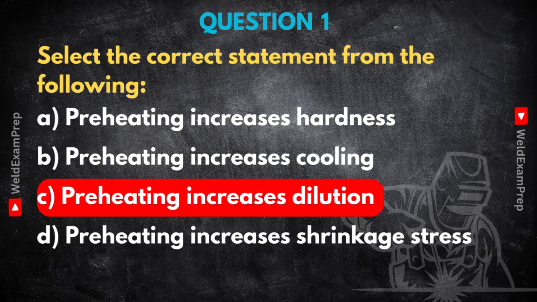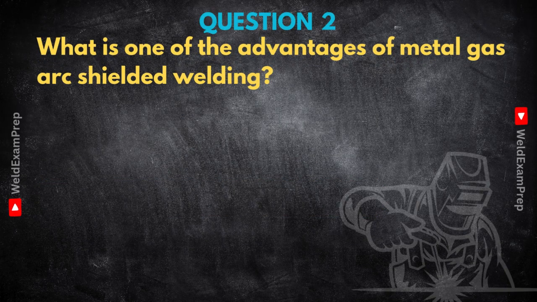Okay, good start. Now that we've dug into managing those thermal aspects with preheating, let's pivot slightly. Let's look at the inherent characteristics, maybe the advantages of a specific welding process. Our next question focuses on metal gas arc shielded welding, MAG or MIG. It asks, what is one of the advantages of metal gas arc shielded welding?